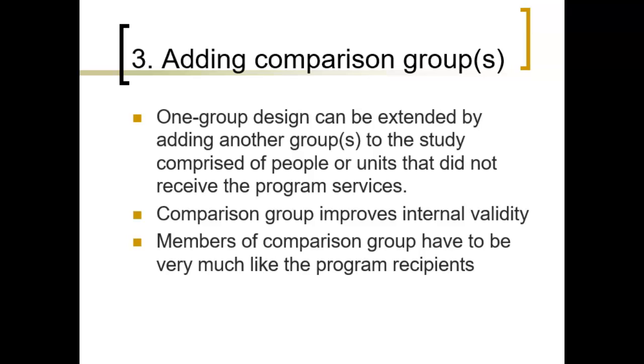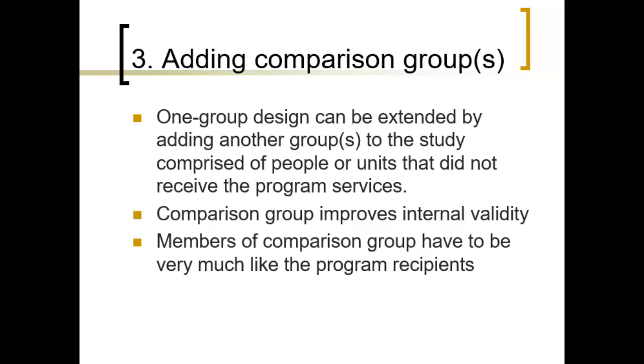One-group design can also be improved by adding a comparison group. This would involve adding another group to the study of individuals who did not participate in the program, but who are similar in their makeup to program participants. Adding a comparison group improves internal validity of the evaluation. The evaluator compares the status of program participants and the comparison group before the program begins and tests how similar they are in age, socioeconomic status, or other relevant factors.